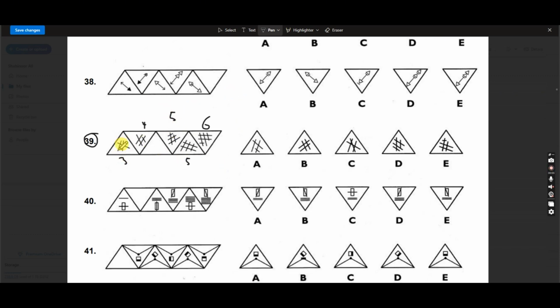So let's look at intersections. 1, 2. So I'm just going to cancel these out. And then 1, 2, 3. 1, 2, 3, 4, 5. Okay.